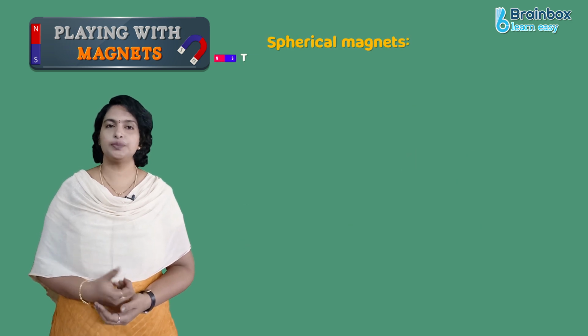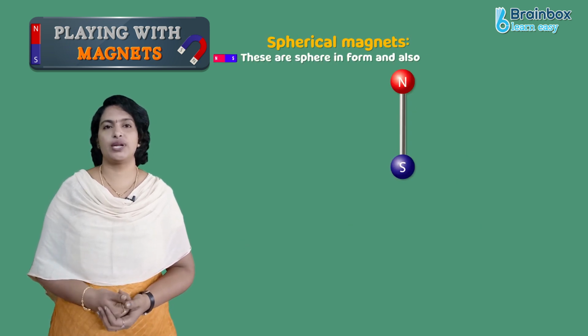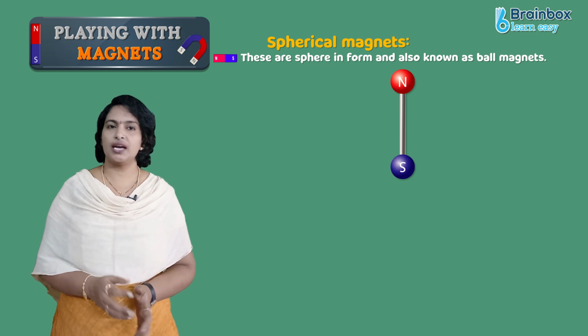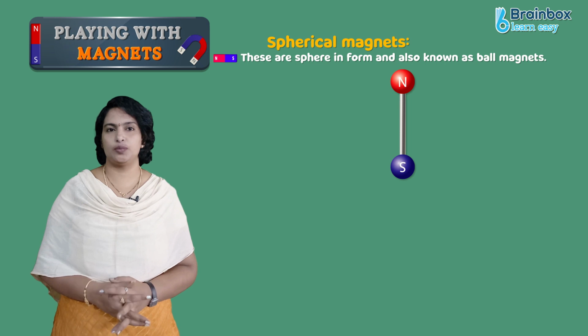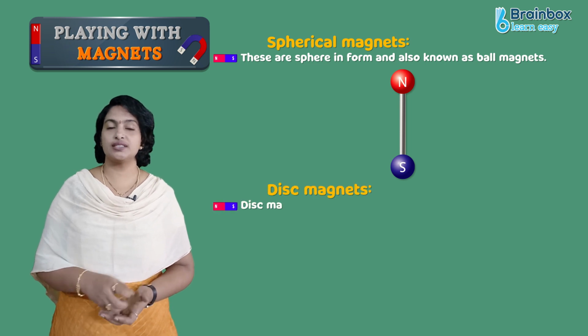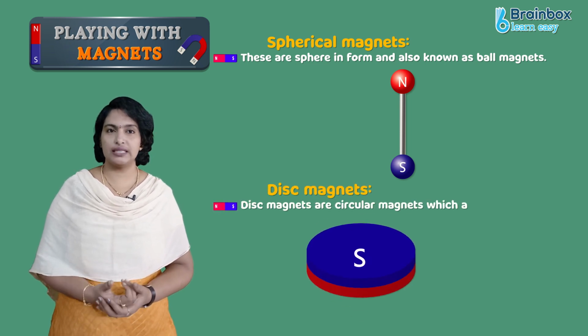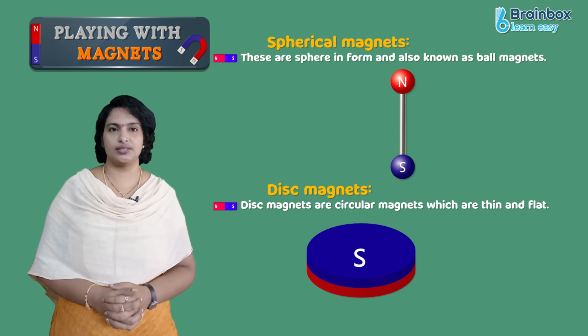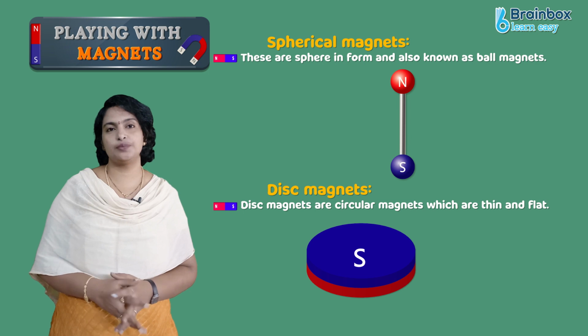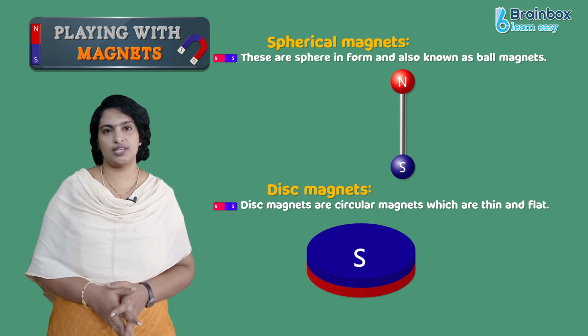Spherical magnets are sphere in form and are also known as ball magnets. They are widely used in magic hobbies, electronics and many more. And disc magnets are circular magnets that are thin and flat. These are used in markets and industries. So these are the various shapes of magnets that we use in our daily life.